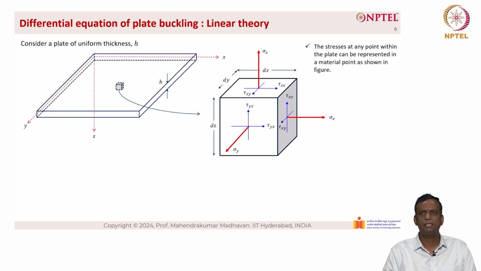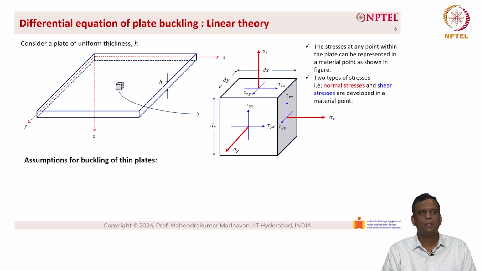The tau xz indicates force x in the direction of z. So, the first nomenclature indicates the force, the second nomenclature indicates the direction of the stress. Assumptions for buckling of thin plates.